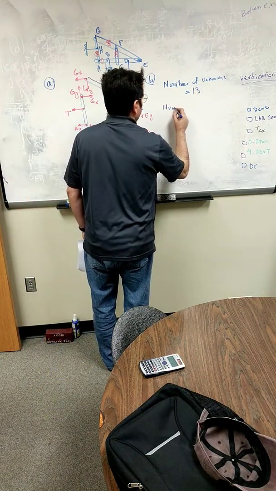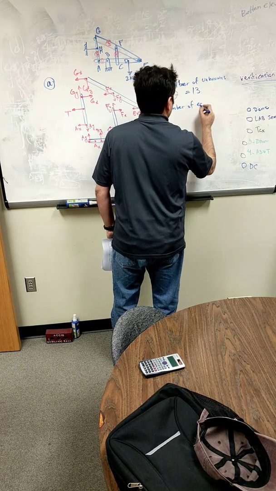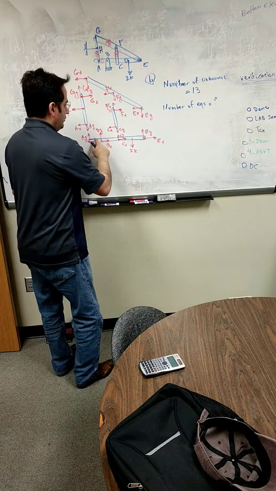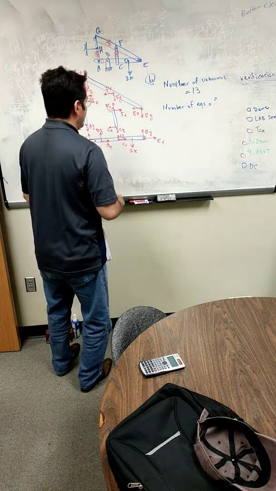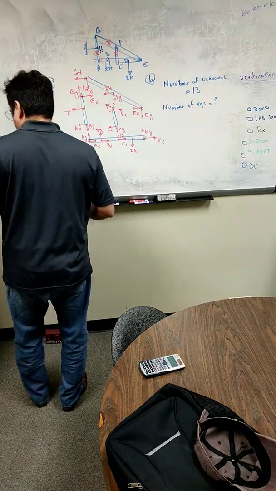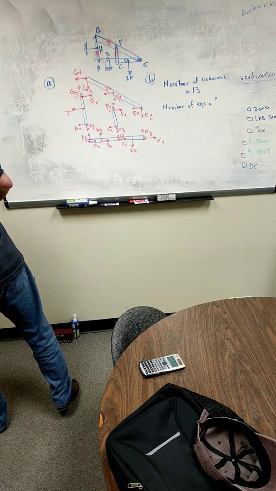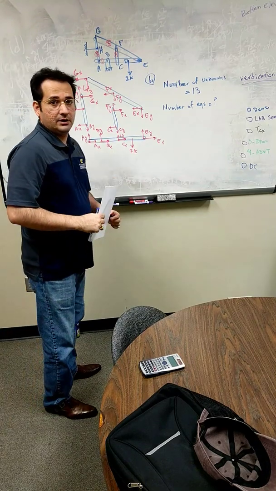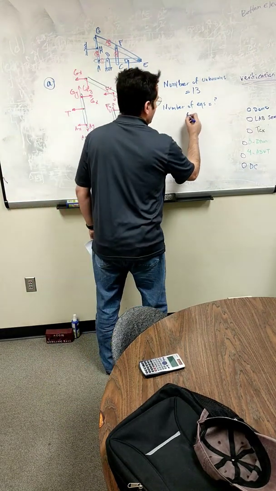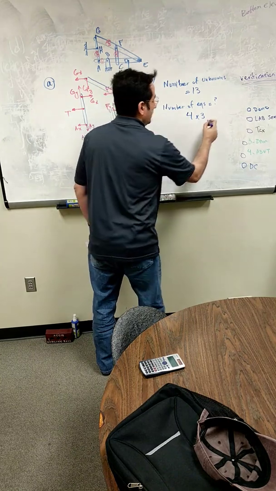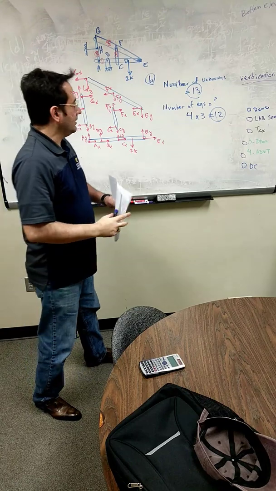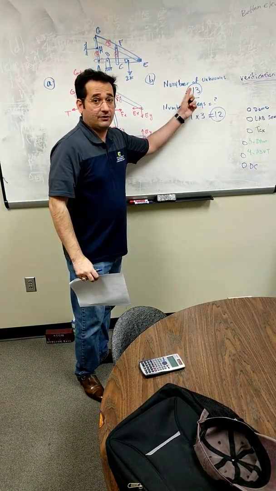Number of equations. How many equations do I have? Well, I know per part I only have 3 equations. It's a two-dimensional problem. So per part I do have 3 equations. So I have 1, 2, 3, 4 parts. 4 times 3 equations per part is 12 equations. So I have only 12 equations, but I do have 13 unknowns.